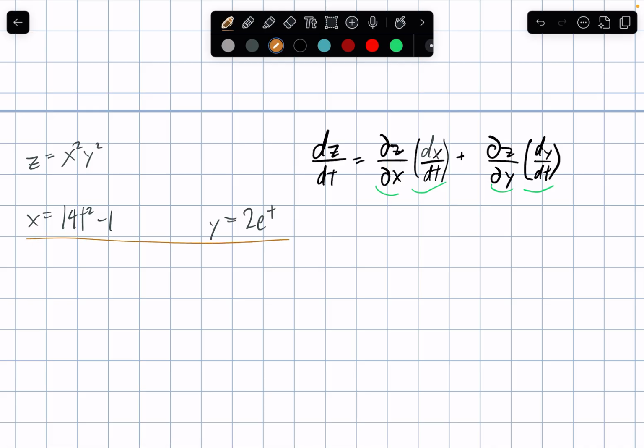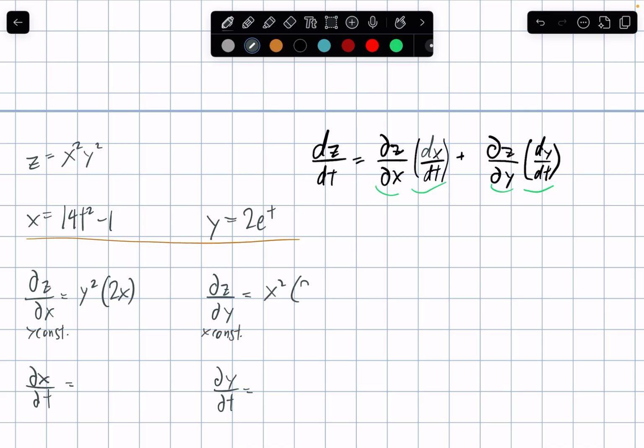So we need partial z over partial x, partial z over partial y, partial x over partial t, and partial y over partial t. Here we're going to render y constant. So y squared times 2x times 1. Partial z over partial y, x is going to be constant. So set aside x squared and then times 2y.